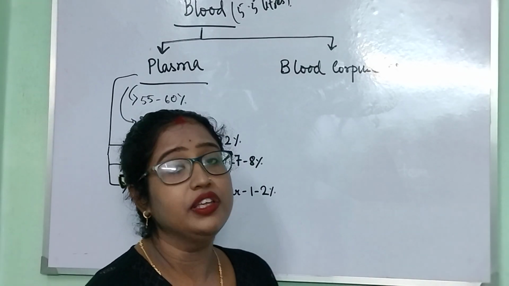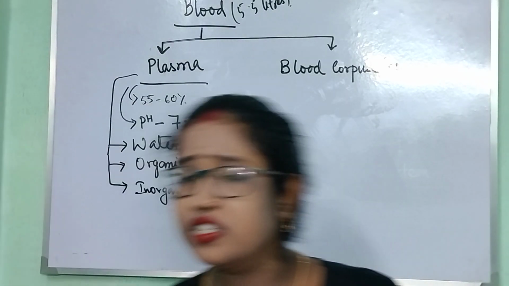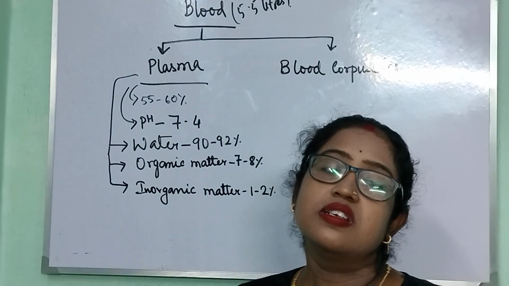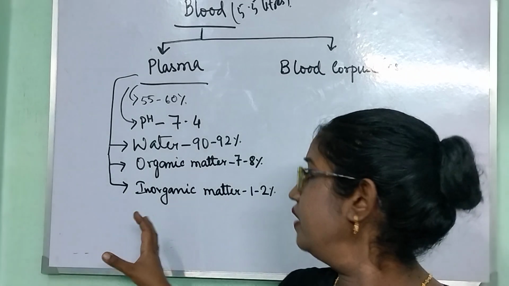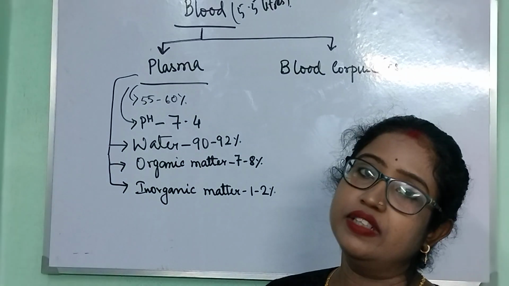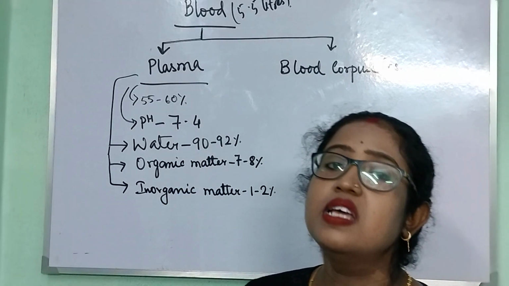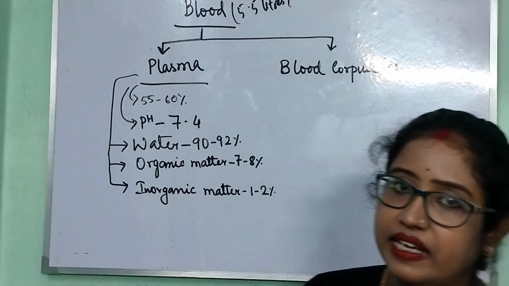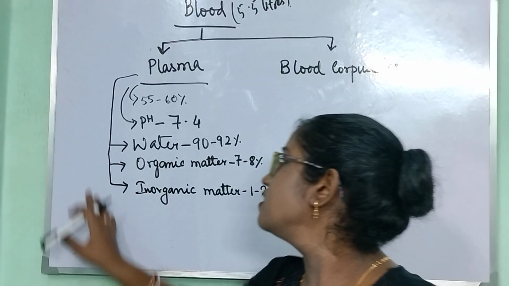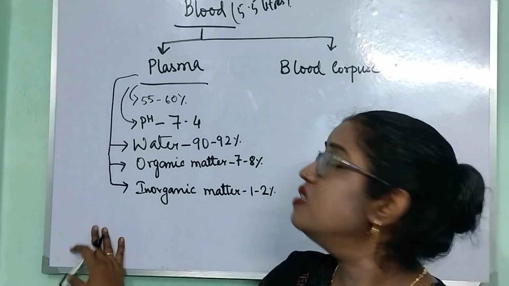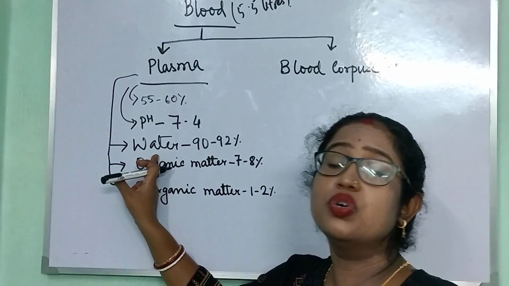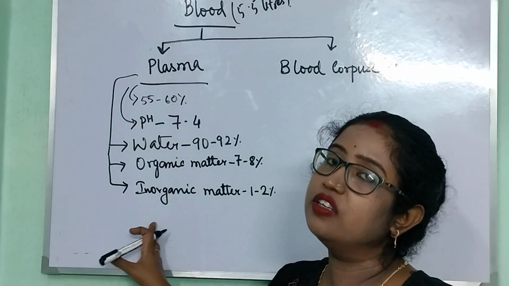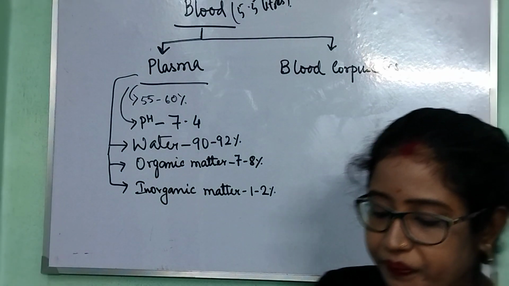Also the urea, uric acid, creatinine, antibodies, all these are actually the organic matter of the plasma. So plasma is the aqueous liquid medium which is slightly alkaline in nature, and it consists of three main parts, which is water, the major portion, then the organic portion and the inorganic material.